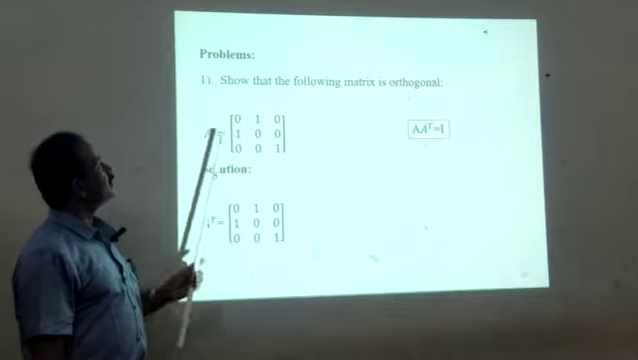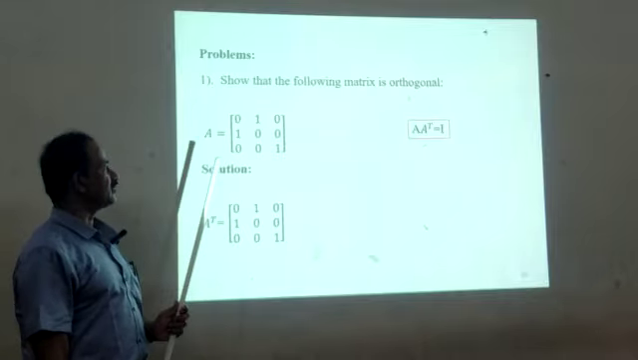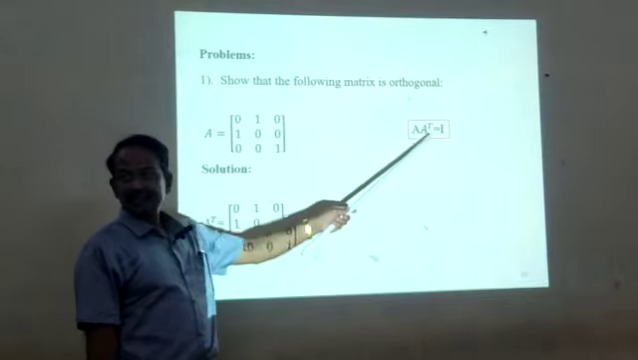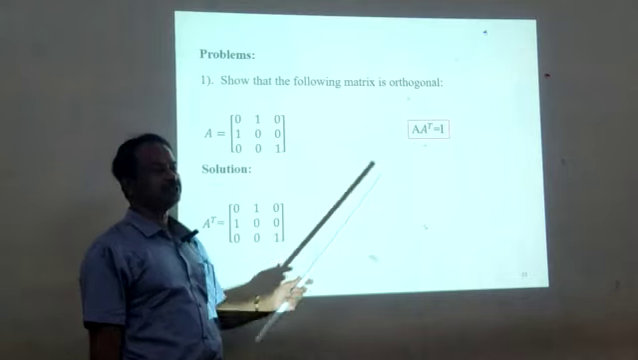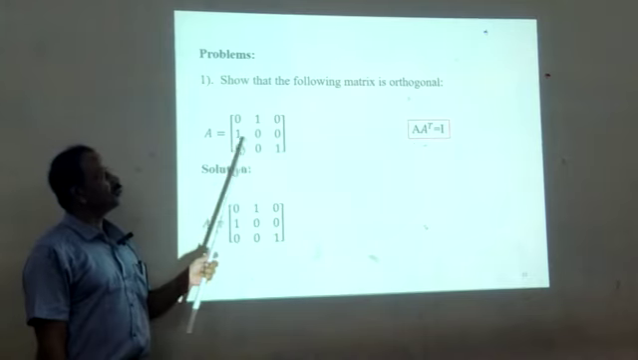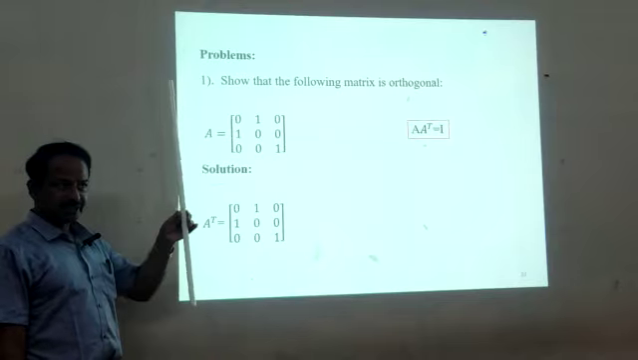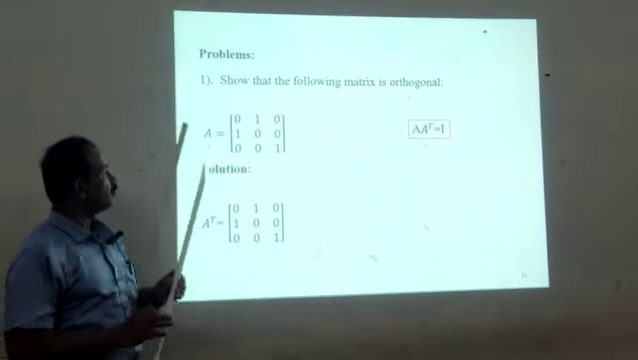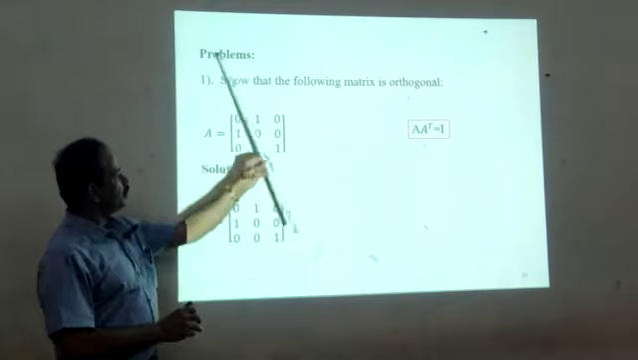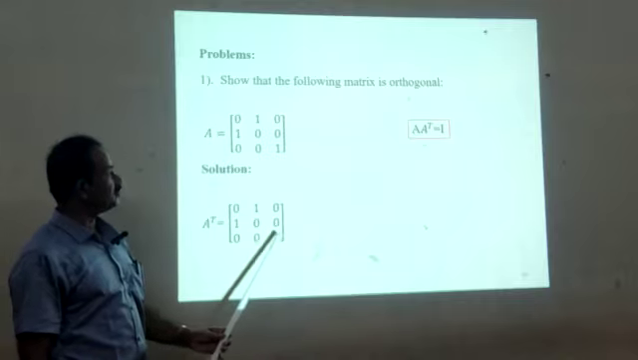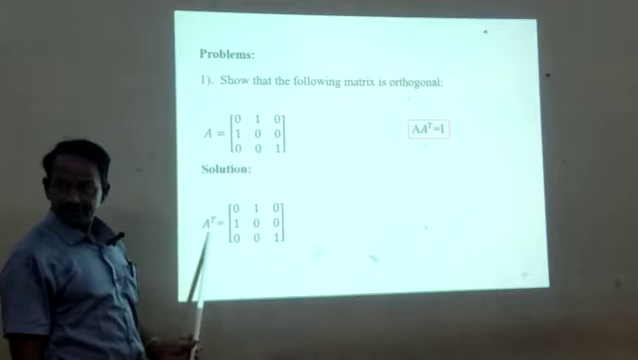We will come to the end. Show that the following matrix is orthogonal. For an orthogonal matrix, the condition is that A transpose A must be equal to the identity matrix. So you have matrix A given. You take the transpose, changing rows into columns and columns into rows. That will give you 0 1 0, 1 0 0, 0 0 1, correct?